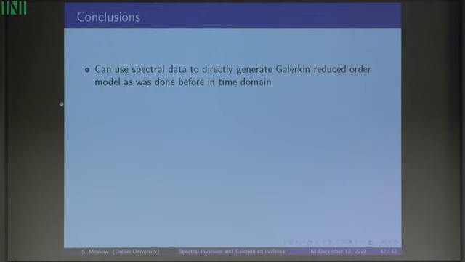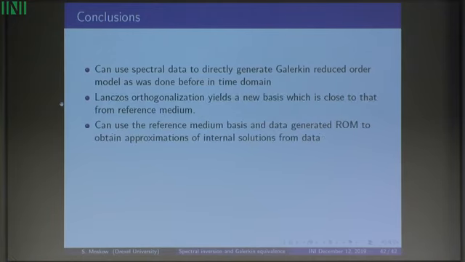So we can use spectral data to generate a Galerkin reduced order model. And the point is that after orthogonalization, you get a basis that seems very independent of the medium. So one of the things I want to do is make that rigorous and understand that fully. I think that's the important problem here. That's the piece that's sort of missing mathematically.